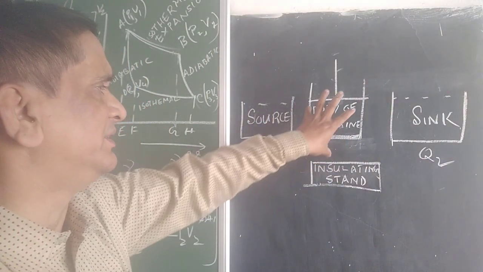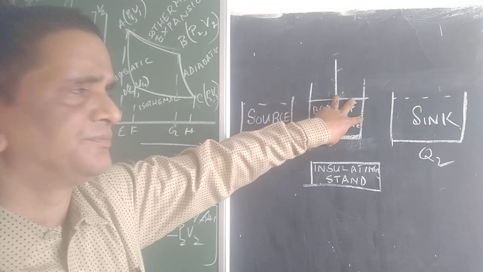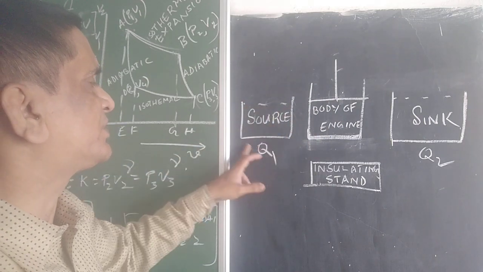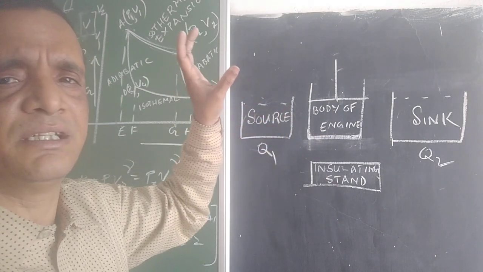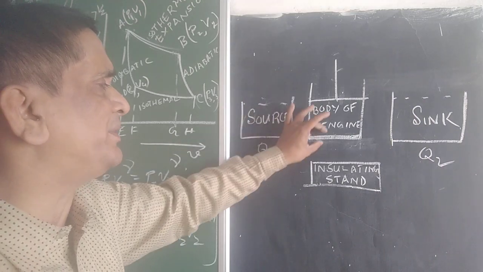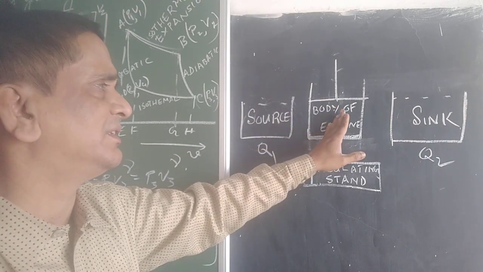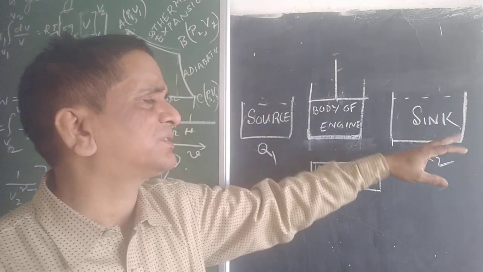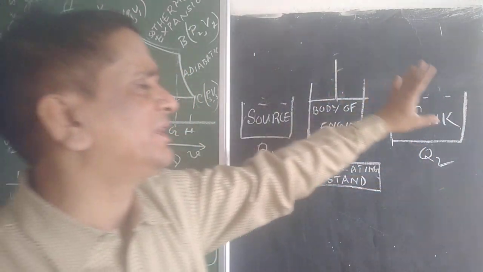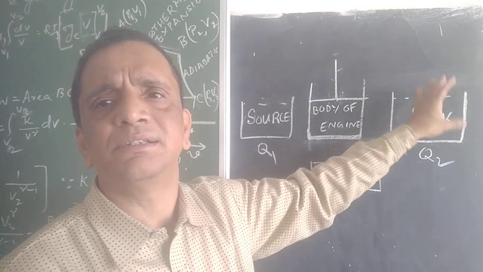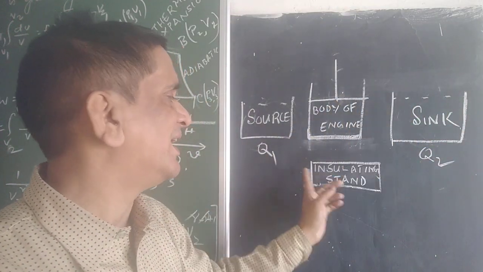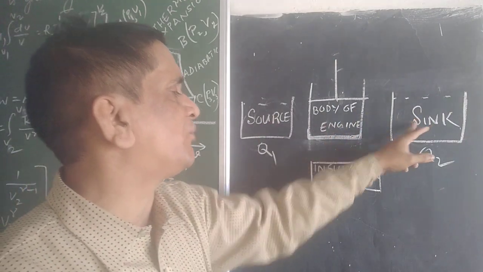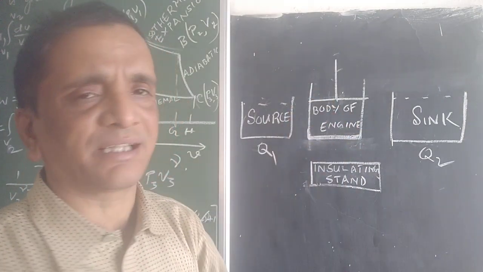There are different parts of the engine. The body of the engine, which consists of an ideal gas. Then a source whose temperature is so high that whatever amount of heat is taken from it, its temperature never decreases. There is a sink whose temperature is very low; whatever amount of heat is given, its temperature never increases. And another one is the insulating stand. So these are the four parts of the engine, and the body consists of an ideal gas.